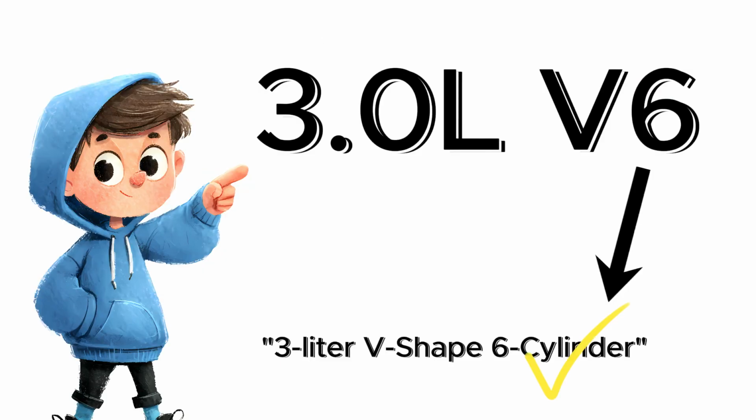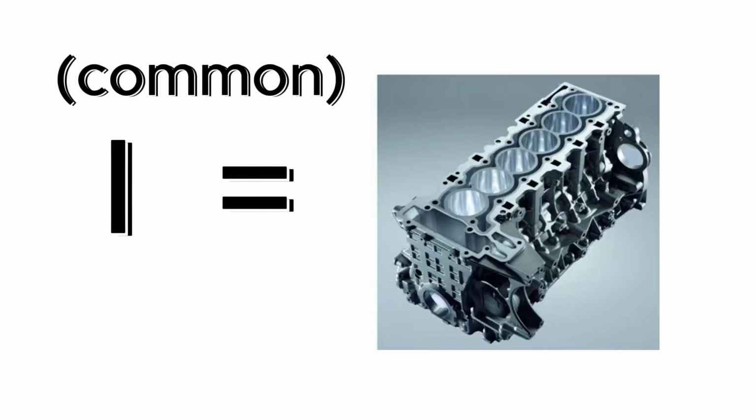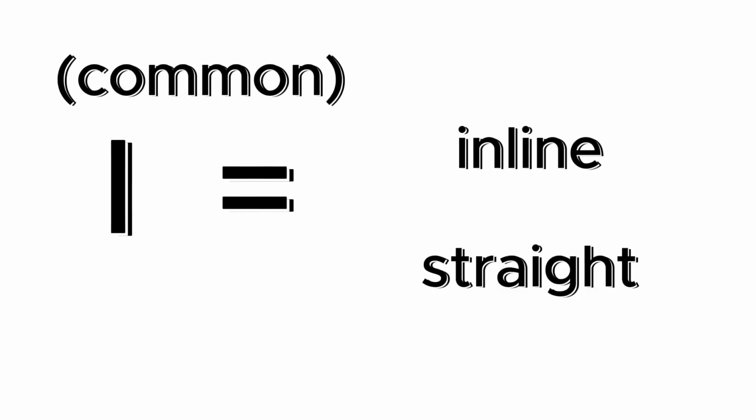Now that we know how many cylinders that car has, let's look at the letter beside it, which tells the layout in which those cylinders are placed. The V here tells that cylinders are placed in a V shape, and the most common layout is probably the I shape. This is also known as inline or straight, and there are a lot of engine layouts, so you can look it up on the internet.